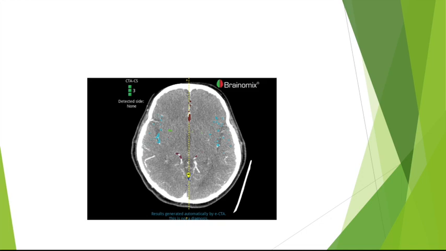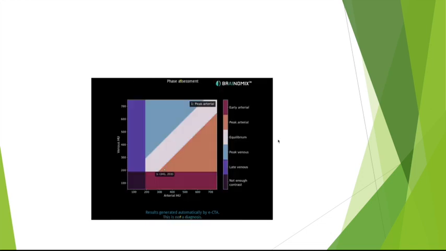It is important to make sure that the arterial input function and venous output function are adequately placed, because otherwise the results of the Brainomix are not reliable. This is a phase assessment diagram. I'm not exactly sure what it means, but I can tell that it is about the various different phases of the study. As you can see over here, this represents not enough contrast, and then these different areas represent early arterial phase, peak arterial, then the equilibrium phase, the peak venous phase, and the late venous phase.